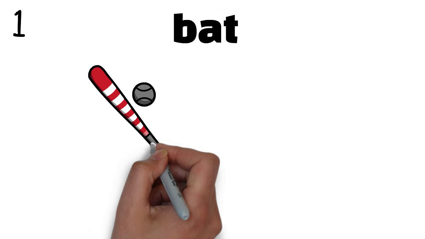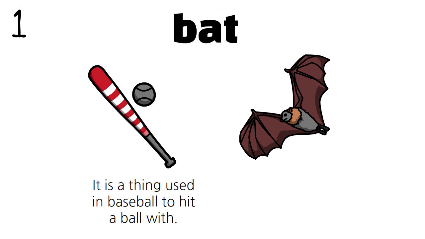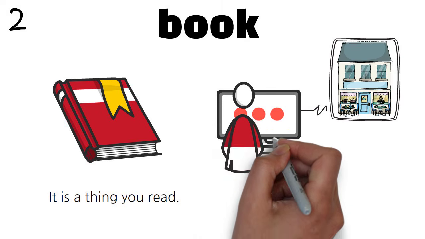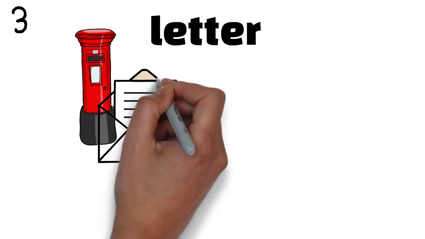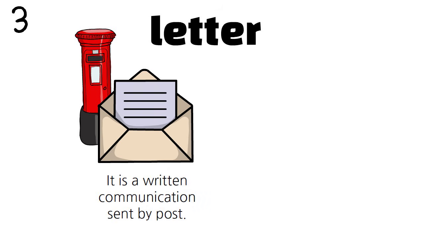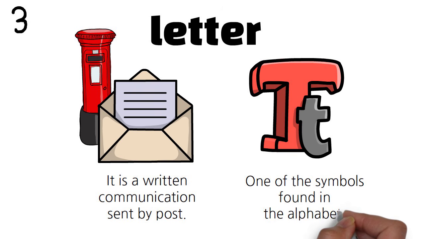Bat. It is a thing used in baseball to hit a ball with, or an animal. Book. It is a thing you read, or an action of reserving a table in a restaurant. Number 3, letter. It is a written communication sent by post, or one of the symbols found in the alphabet.